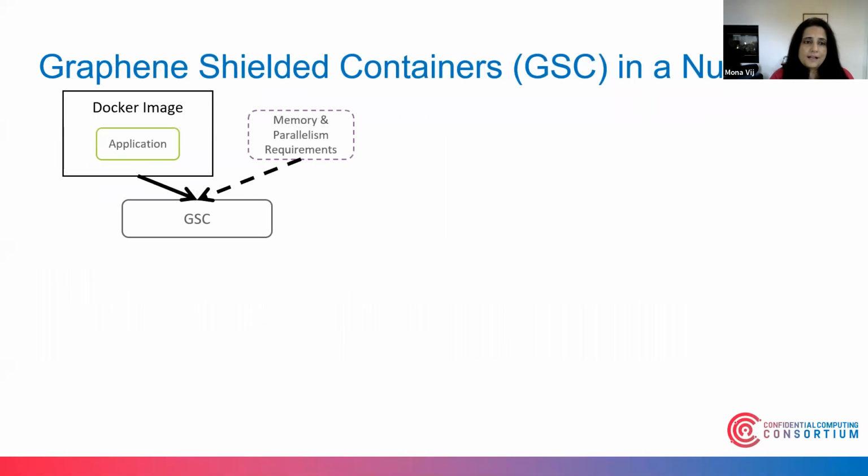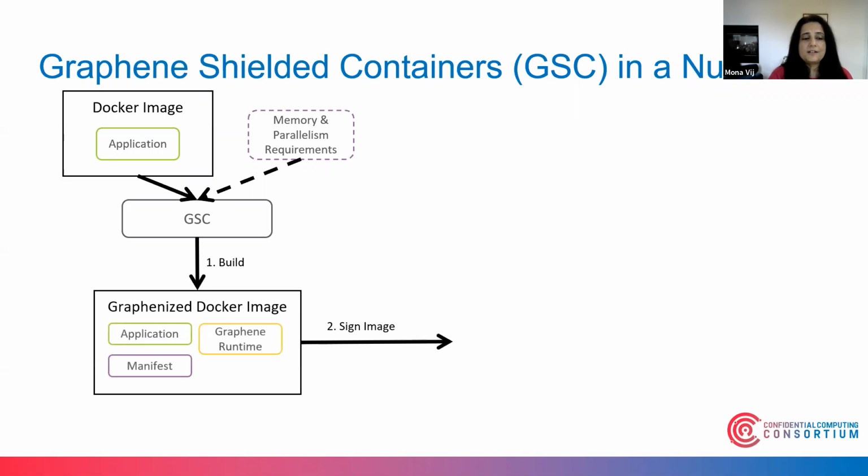So just at a high level, we have this tool called Graphene Shielded Containers, which effectively takes your unmodified Docker image. Optionally, you can give it a manifest that specifies how much enclave size you need, how many threads you want in an enclave. And even if you don't specify it in Graphene, GSC can default to some good known values. Effectively, this tool takes this image and creates a graphenized Docker image. This basic image will include the application, the Graphene runtime, and an automatically generated manifest, right?